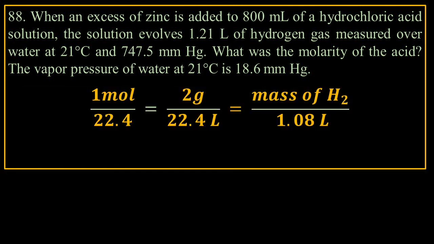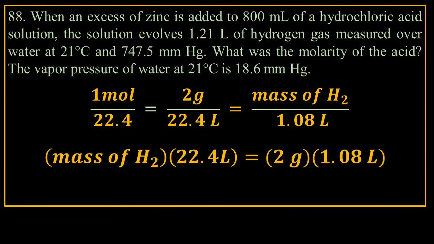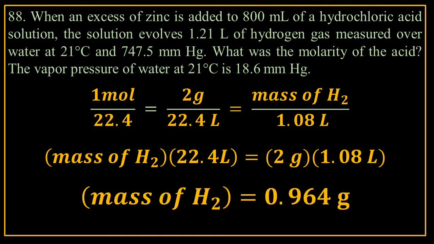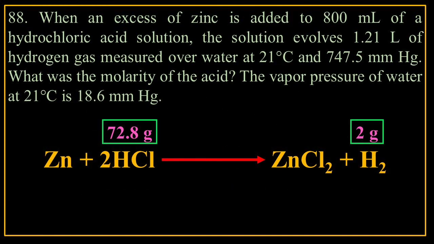Now what? What are we up to now? Well, I know the mass of H2 because 2 grams is 22.4. In 1.08, there's going to be 0.964 grams. So now I know how many grams.